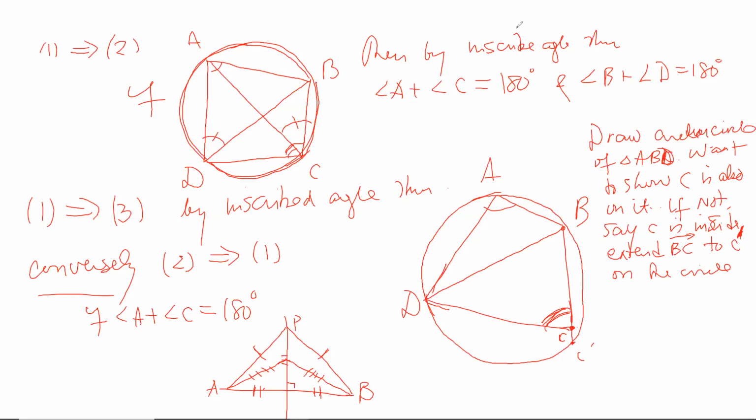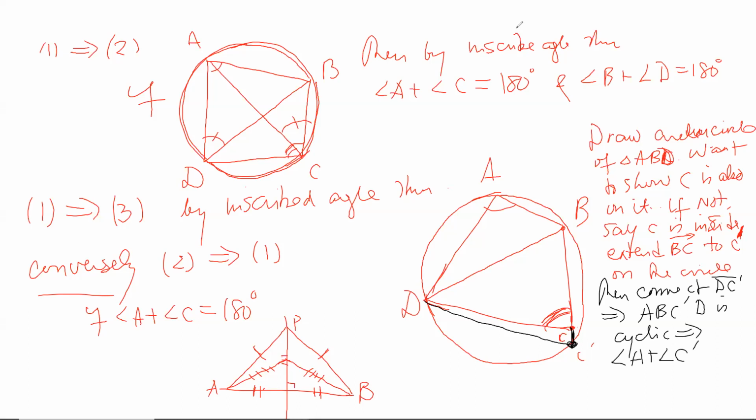So extend here, right? We extend to C prime. Then we connect this D and C prime, right? So then connect DC prime. So this implies that A, B, C prime, D is cyclic, yes? And that implies the angle A plus angle C prime equal to 180 from the 1 implies 2, okay?